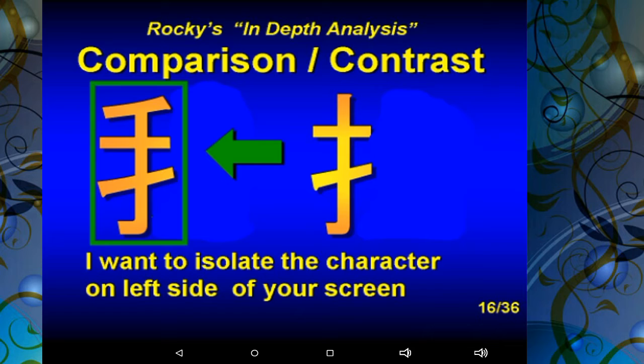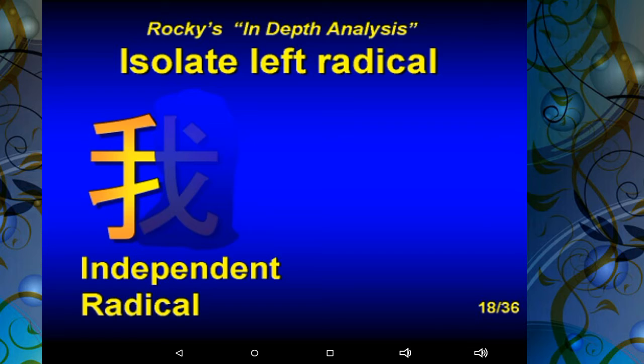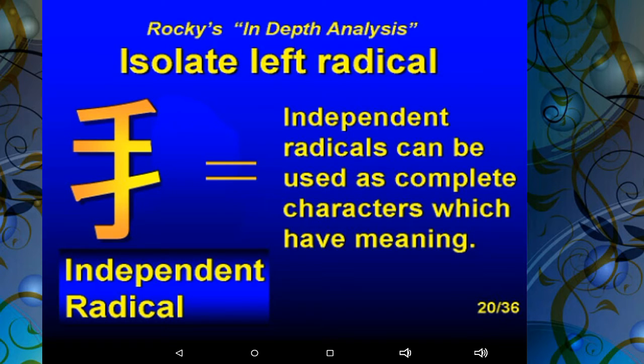Now I'm going to isolate the character on the left side of your screen. We'll talk about this one first. This is the radical used in the character for Wo. This character is known as an independent radical. And an independent radical means that independent radicals can be used as complete characters which have meaning.